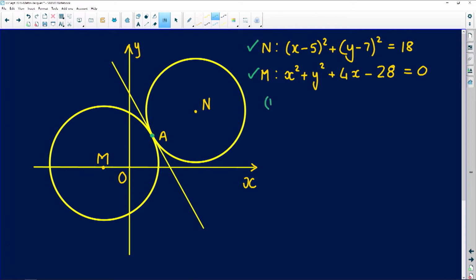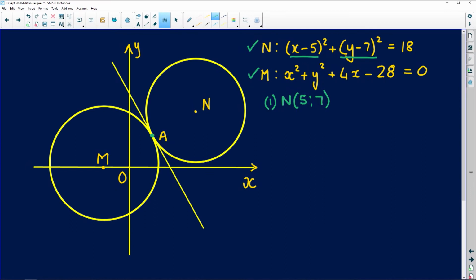The first question is asking us for the coordinates of N and then the coordinates of M. Now for N it's easy. N we read off, folks. We are given the equation for N. So N will be the point 5 and 7, both positive. Remember, from equation to coordinate pair, you change your signs. Don't forget to change those signs. Okay, let's look at M.